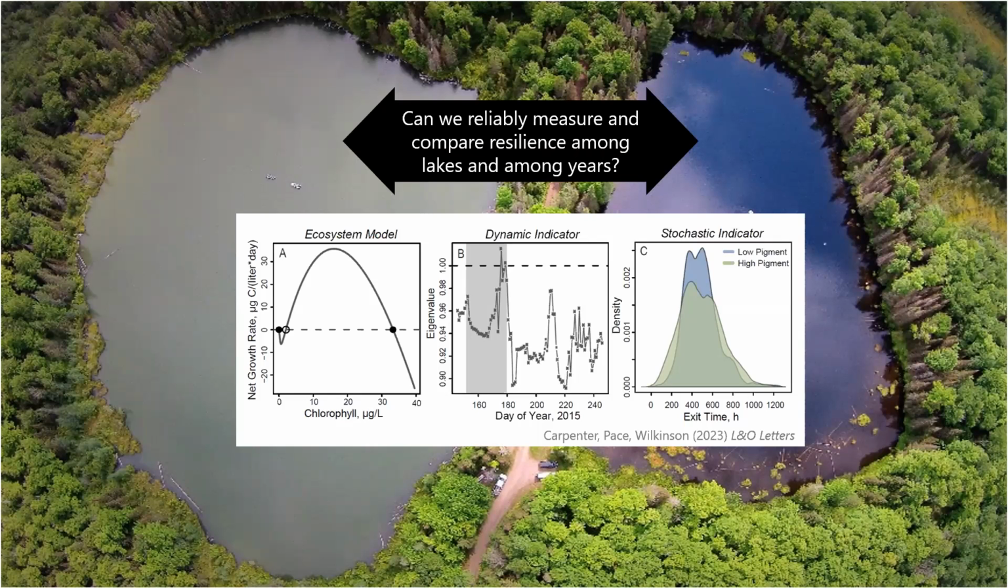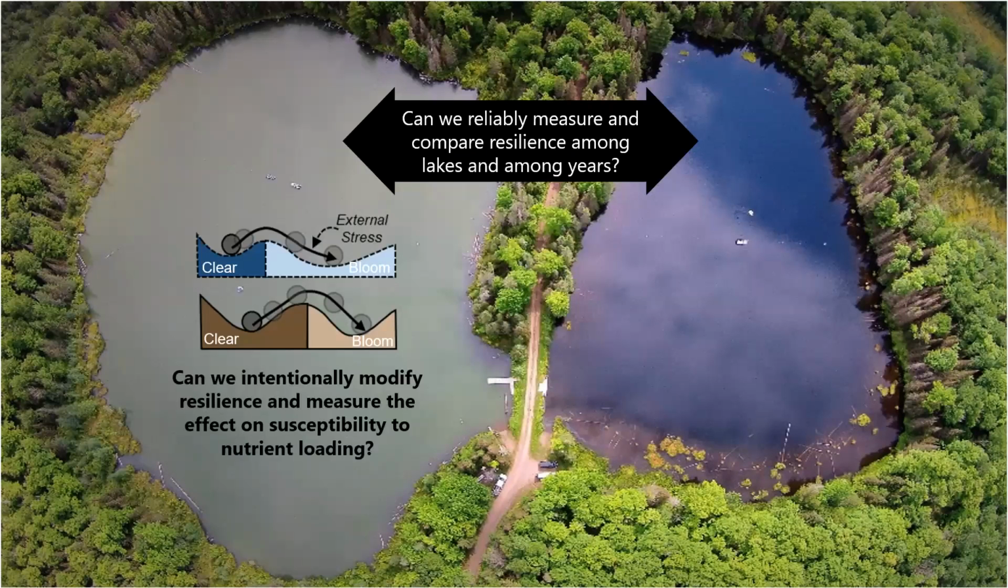Because if we want to have any hope of actually intervening and enhancing resilience in a system, we need to actually know that our interventions are doing something and be able to measure it. And enhancing resilience is one of the best adaptive management strategies we have in terms of going forward and protecting these ecosystem services in these lakes. We also want to know and test, if we can measure resilience, can we intentionally modify resilience and measure the effect on its susceptibility to nutrient loading? In other words, can we measure the effect that enhancing resilience would have in this lake on algal bloom susceptibility to external nutrient loading?